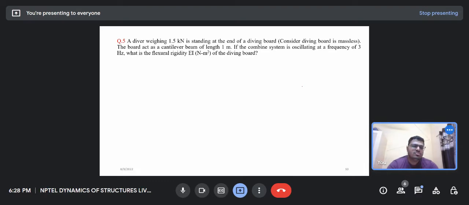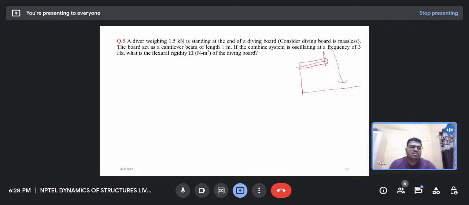Do you know what a diving board is? If you have seen it in a swimming pool, there is a board here. Anyone can stand on it, and after jumping from here, they go into the swimming pool. So this is the diver board, and a person is standing on it whose weight is 1.5 kilonewton.